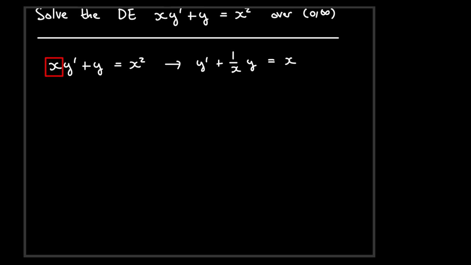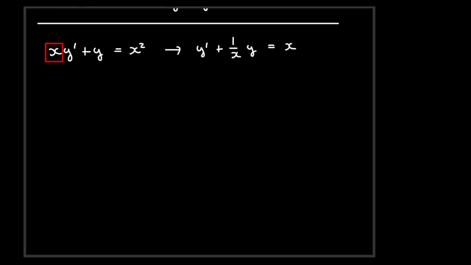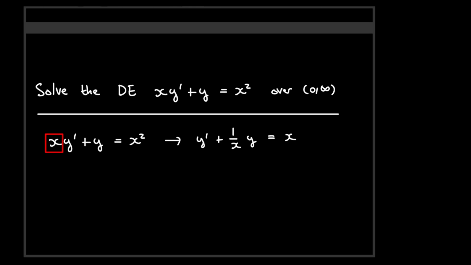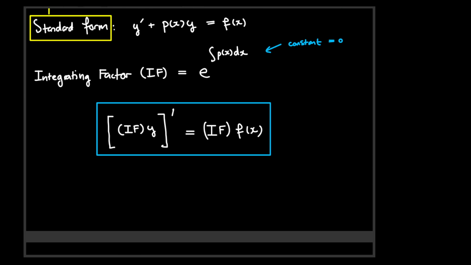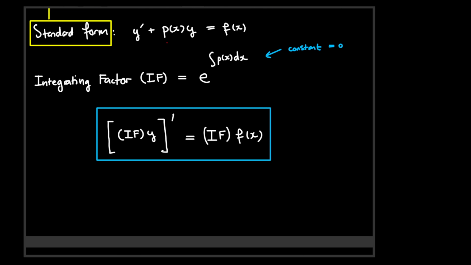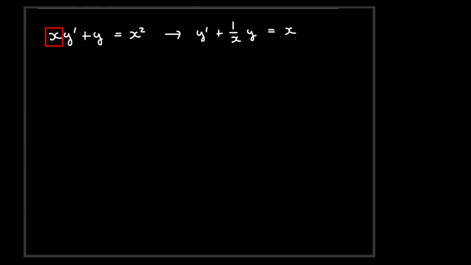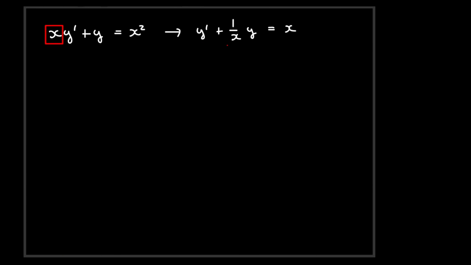Okay, now in this situation, we have got to identify what is the... Okay, so if we go back to the standard form over here, in our specific equation, we have to identify what is the p of x and what is the f of x. So in this case, if we look back at our equation here, the p of x is just this function, and the f of x is just this one.